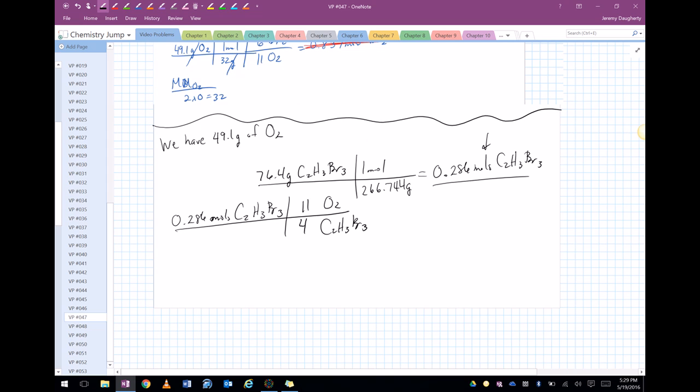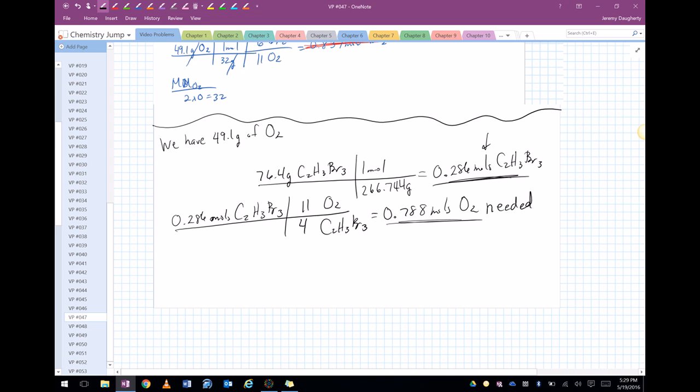So I'm going to take that value that I have in my calculator, multiply by 11, and divide by 4, and I'm going to get some value. And that value is 0.788 moles of oxygen. Now, that's how much oxygen I need to react with all of this C2H3Br3. That's how many moles of oxygen are needed.